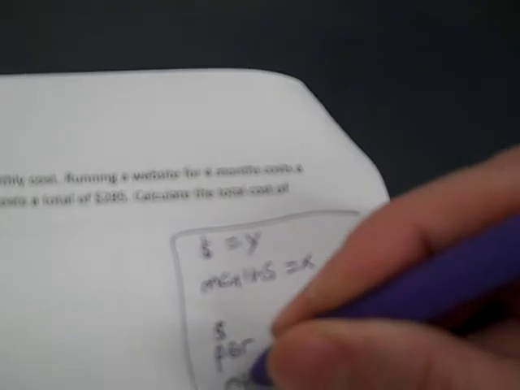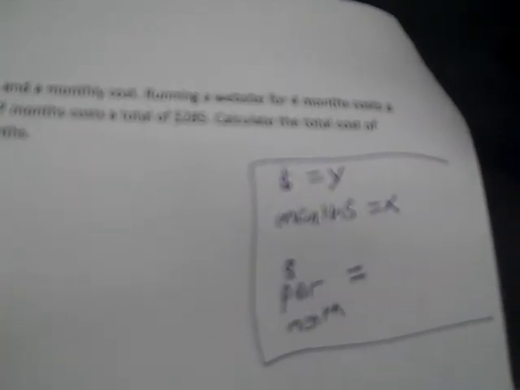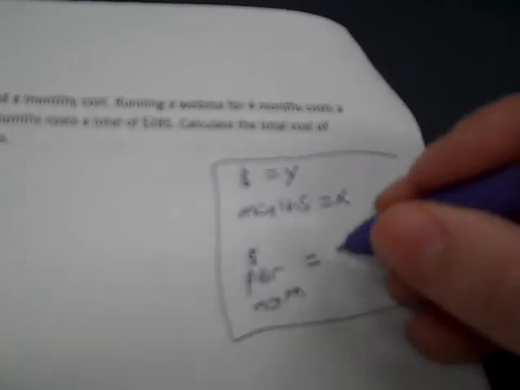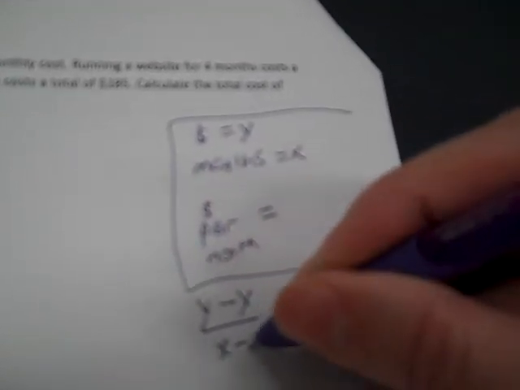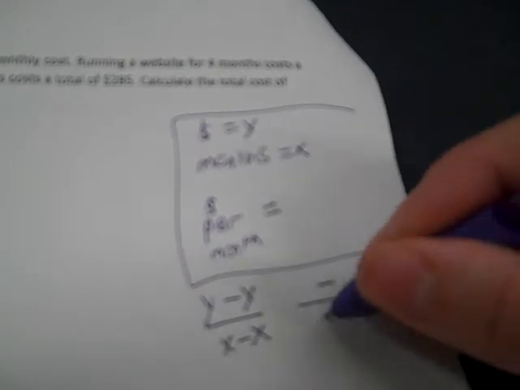Okay, so the units I have are money and months. So months is X and money is Y. So dollars per month. Okay, dollars per month. I don't know that, but I do know that there is a dollars per month. So if I don't know that, the formula to find it is the Y minus Y over X minus X. Now, do I have enough information to find that?